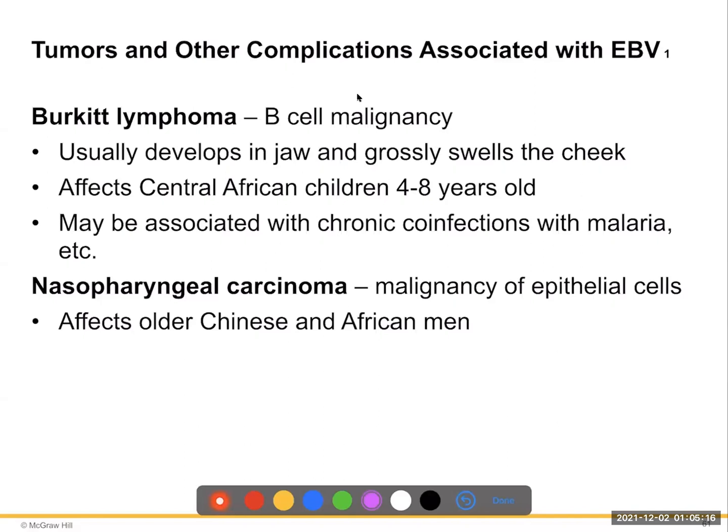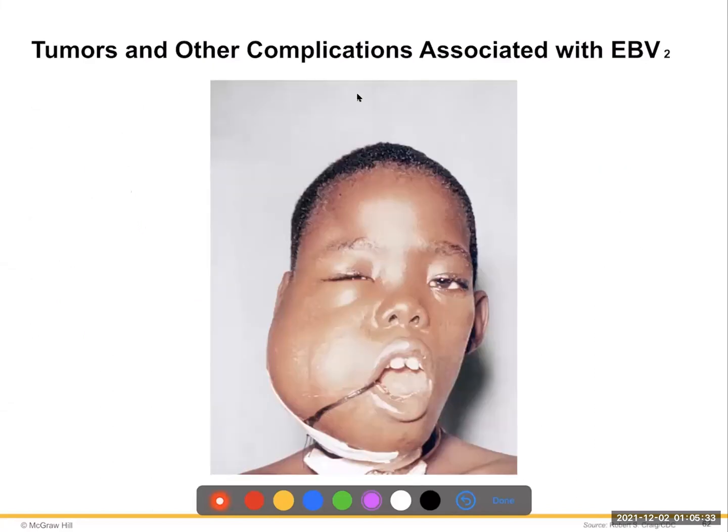Okay, it affects Central African children, around 4 to 8 years old, and may be associated with chronic co-infections with malaria and other types of diseases. Then the nasopharyngeal carcinoma, so you get Burkitt's lymphoma and nasopharyngeal carcinoma, which is a malignancy of the epithelial cells. This affects older Chinese and African men. And you can see the distortion of the cheeks there. So those are two other complications with the Epstein-Barr virus.